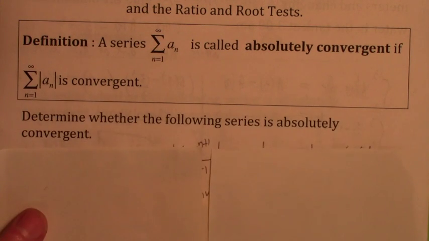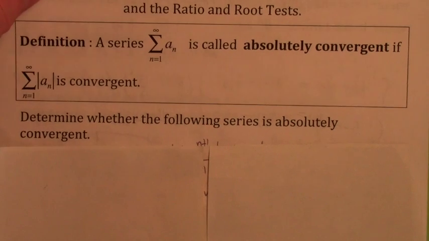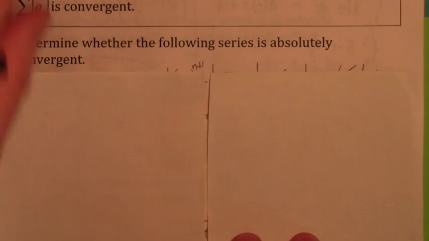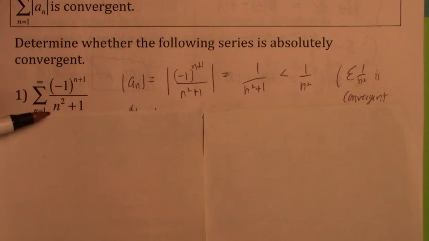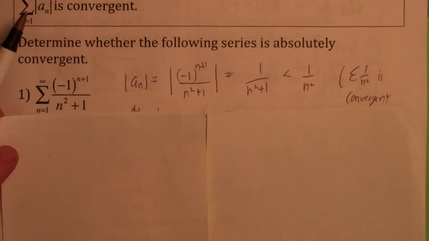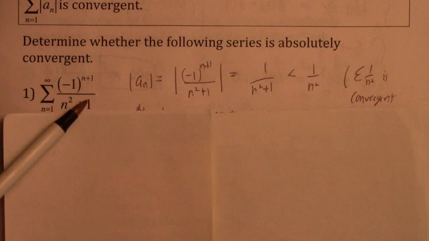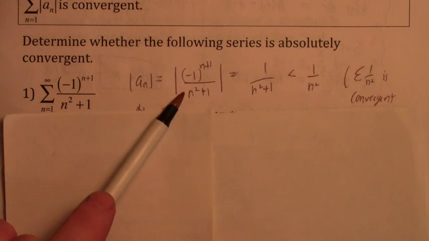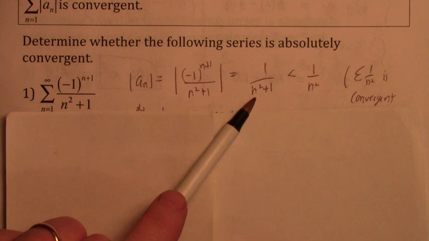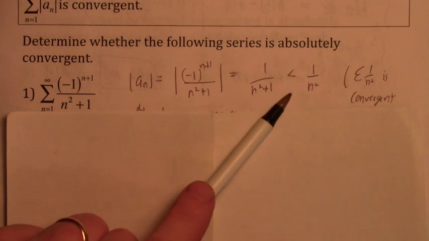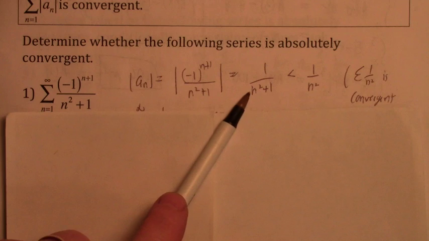Now, if I ask you a question, determine whether the following series is absolutely convergent. This first one, we can look at the absolute value of the nth term. If you take the absolute value of the nth term, we are determining whether this series converges absolutely. Look what you get. When you take the absolute value of the nth term, the negative alternating part goes away and you have this. And this term is less than this term, obviously, because the denominator is bigger.